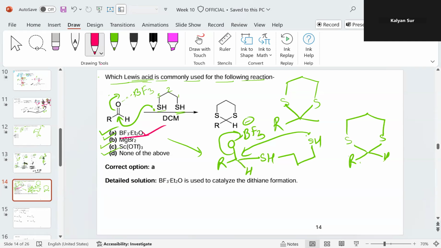It works for this one because of the Mg-O bond formation. So MgBr2 is not that much; the Lewis acid property is lower compared to the BF3 etherate. Same for the scandium triflate. So this dithiane formation is catalyzed by this BF3 etherate. Therefore, option A is the correct option here. So I will remove all the options.